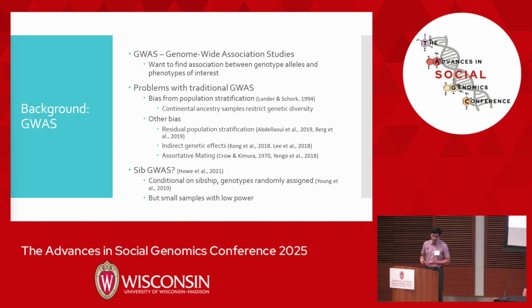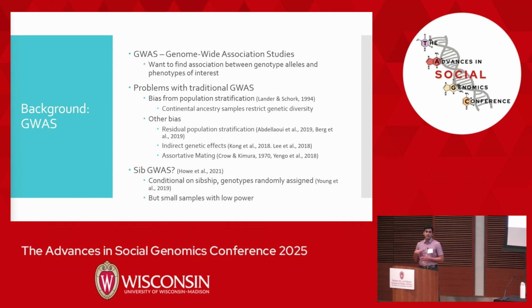So, in a GWAS, we want to find an association between genotype alleles and phenotypes of interest. But one of the big problems with traditional GWAS is bias from population stratification, where we have systematically different allele frequencies in different subpopulations, along with systematically different phenotypes. And so the way that researchers typically combat this is by subsetting to continental ancestry samples, typically the European subsample, but this restricts genetic diversity, and other forms of bias can still creep into the estimates.